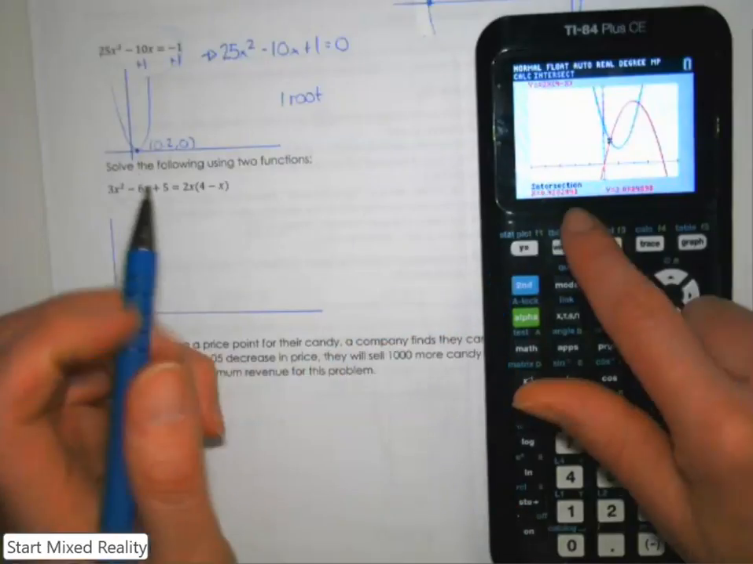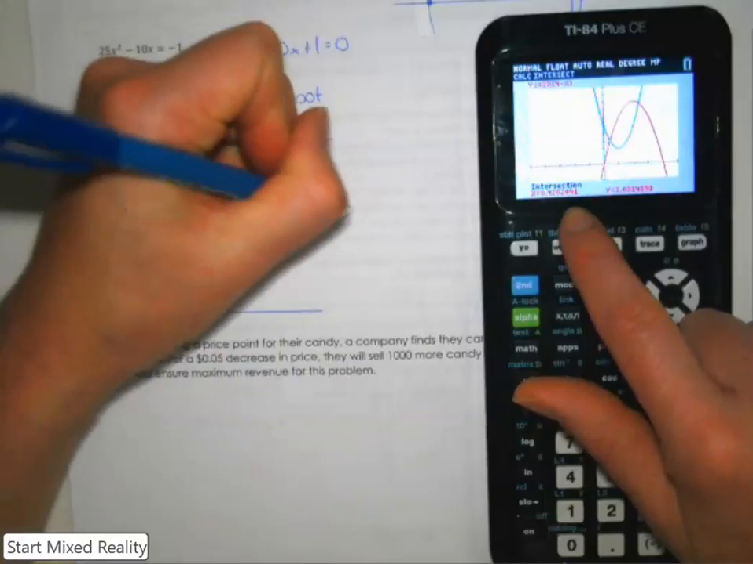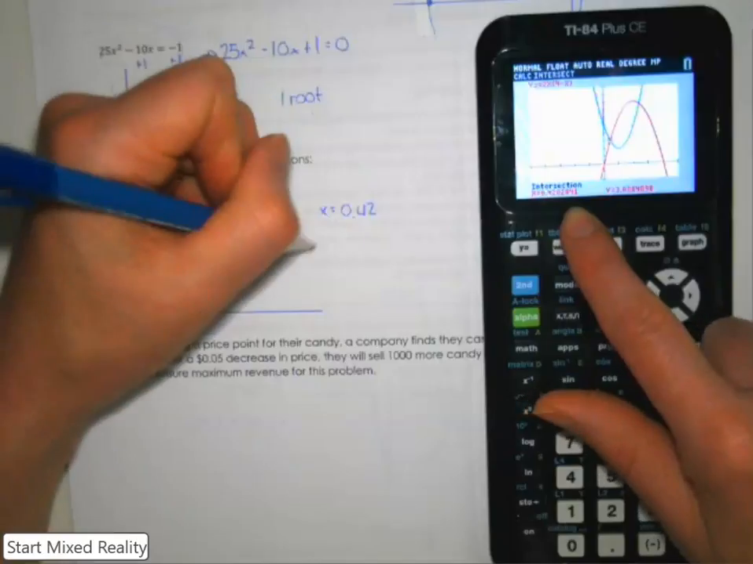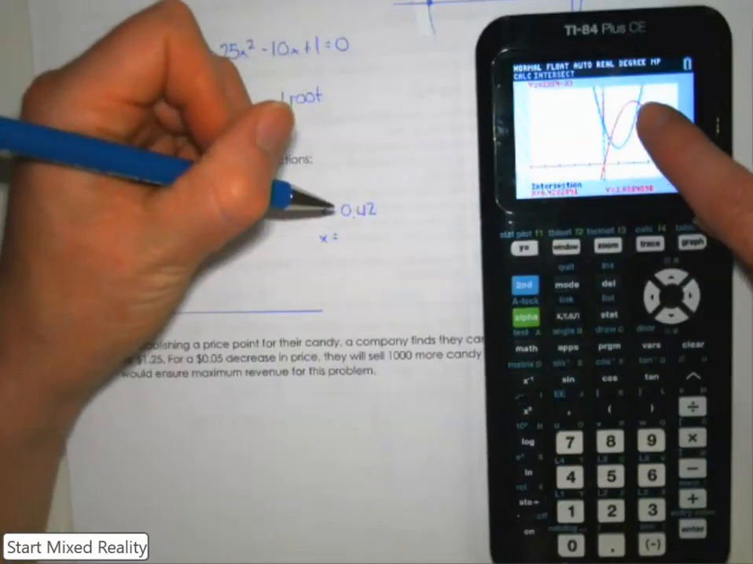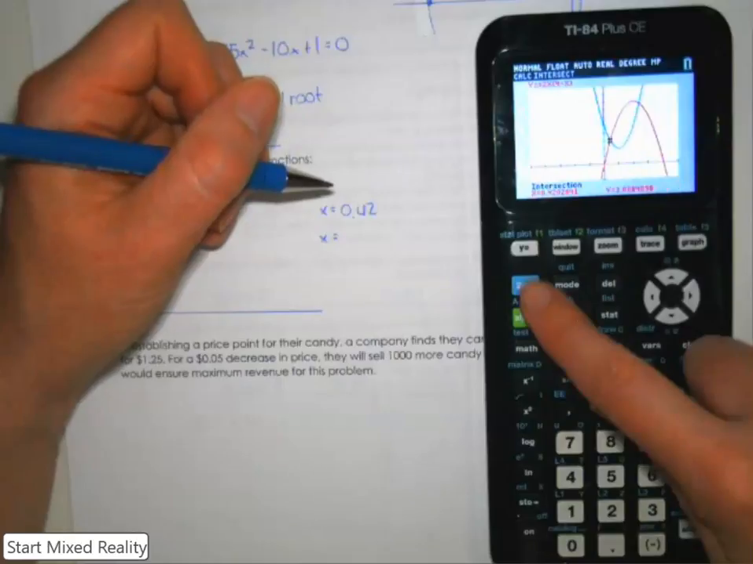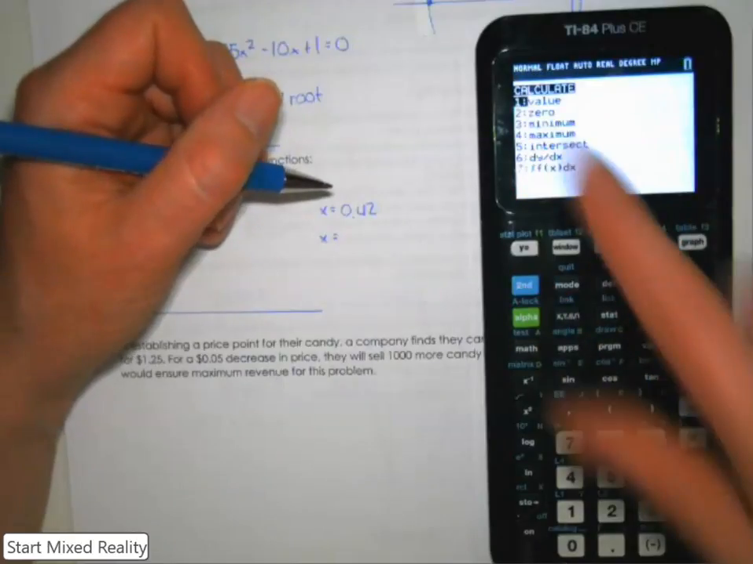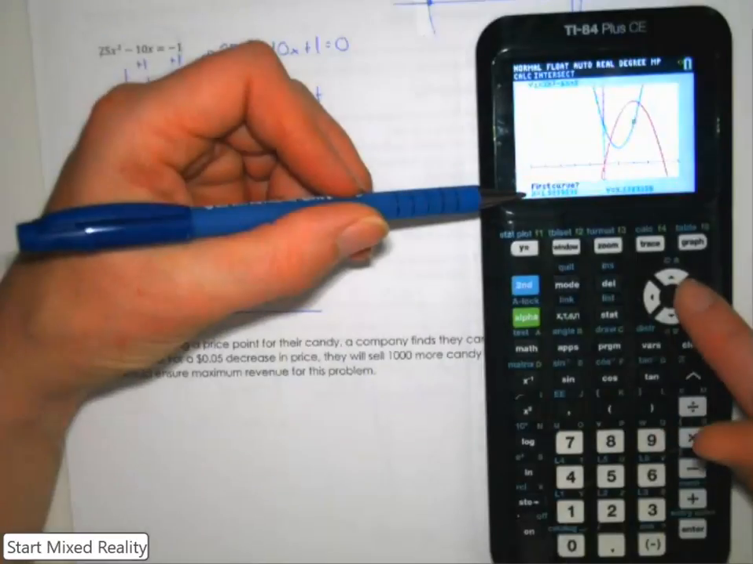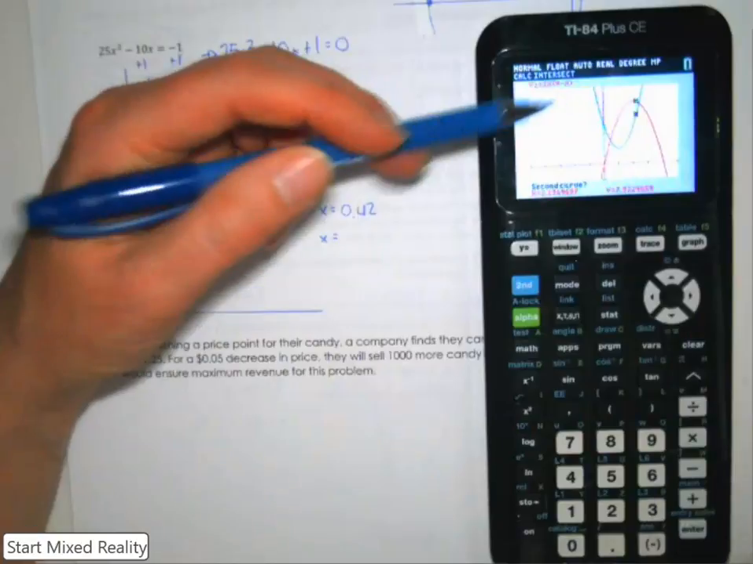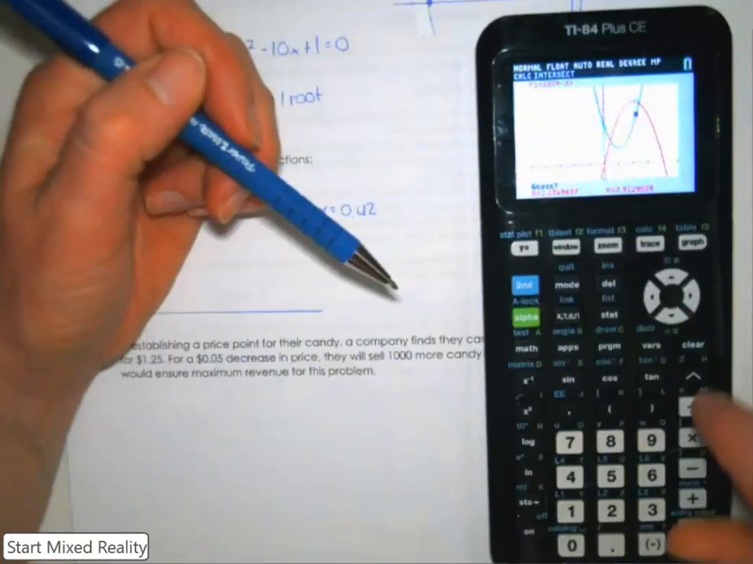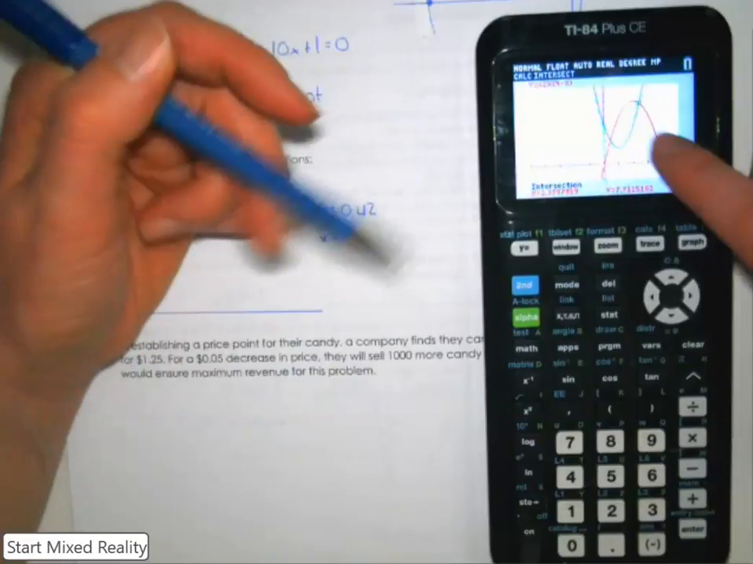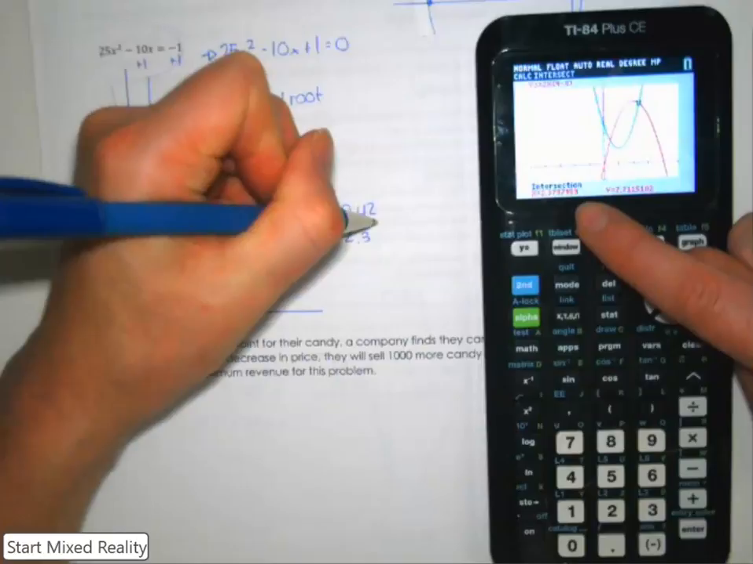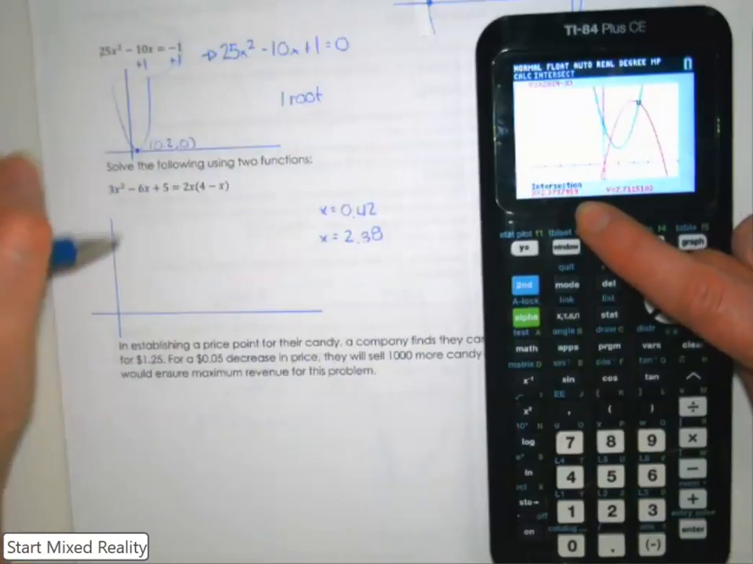So we see that the point of intersection is at 0.42. So that's going to be x equals 0.42. Now for our other route, because these graphs cross at a different point, we want to do the same thing. So second function trace, choose option 5, and it's going to say first curve. Make sure you do move your cursor closer to the point of intersection you're looking at. Second curve, it's close enough. Enter, and then guess, enter. So my second one, my x value is 2.38. Okay, I'm going to round that.